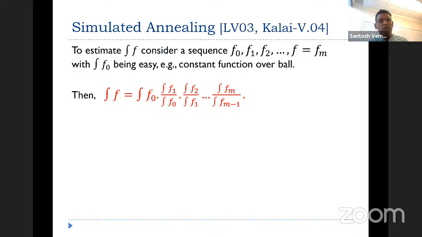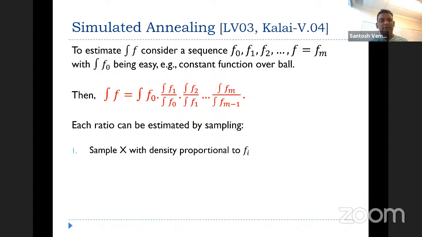So here's where we go to a more general setting. Rather than a sequence of bodies, let's think about a sequence of functions, where our goal is to integrate the last function in the sequence. And the first function in the sequence is something simple, like the constant function over a unit ball or a Gaussian, something like this. And again, we use the same telescoping sequence as the algorithm, and estimate each ratio.